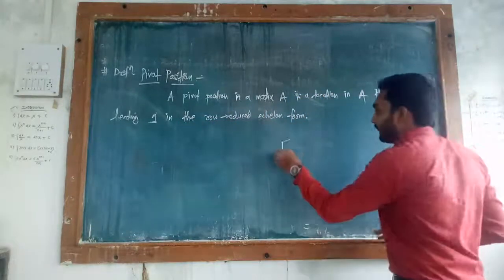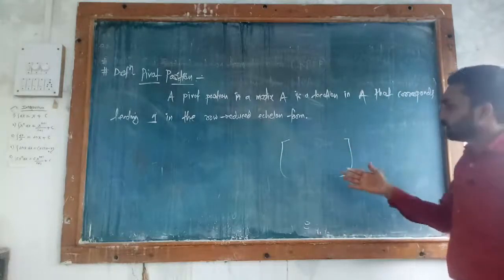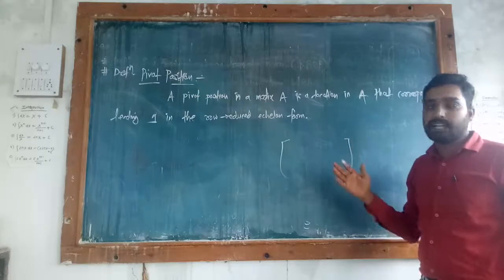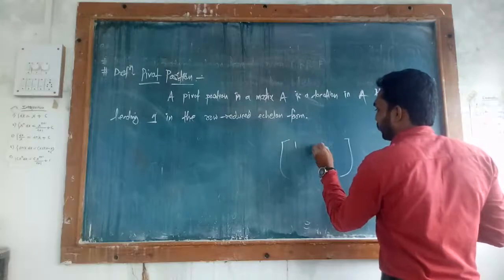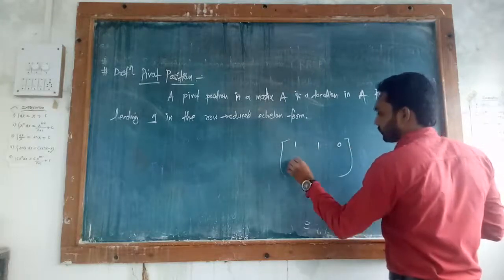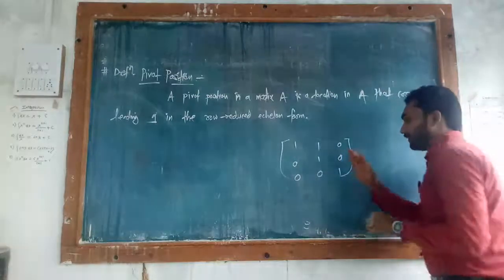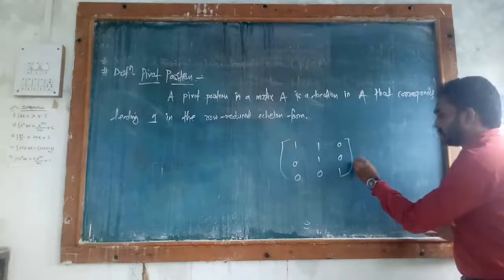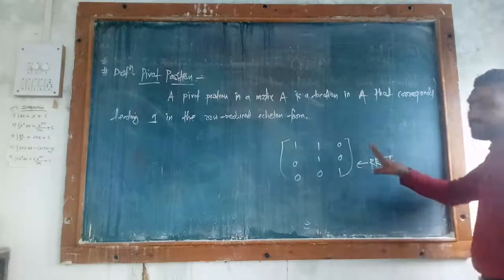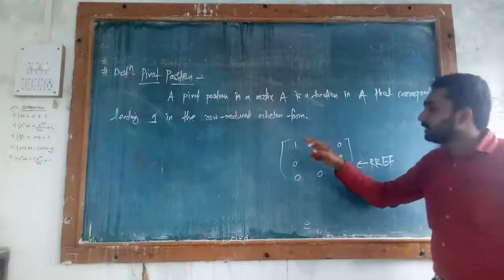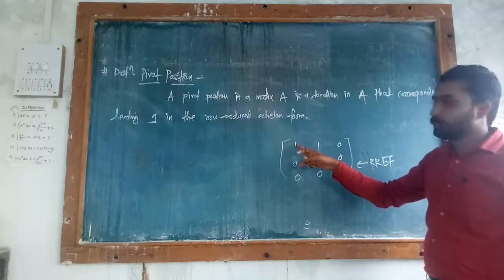That means if we are given a matrix and we reduce it to row reduced equivalent form, suppose we are given a 3 by 3 matrix and we have reduced it to row reduced equivalent form. Suppose the row reduced equivalent form is 1 1 0 0 1 0 and 0 0 1. This matrix is in row reduced equivalent form. So in that form, in your first column, the leading one is present in which position?